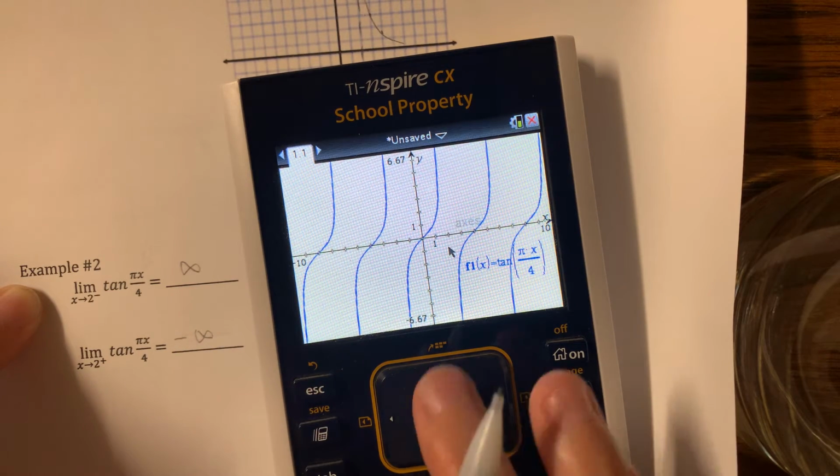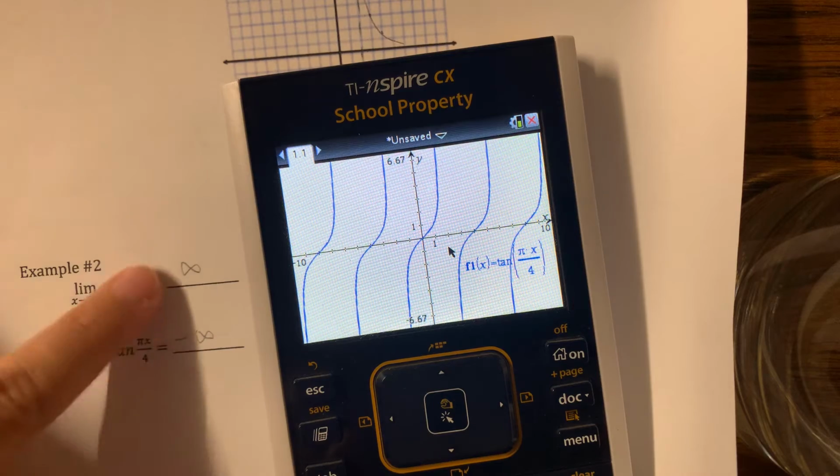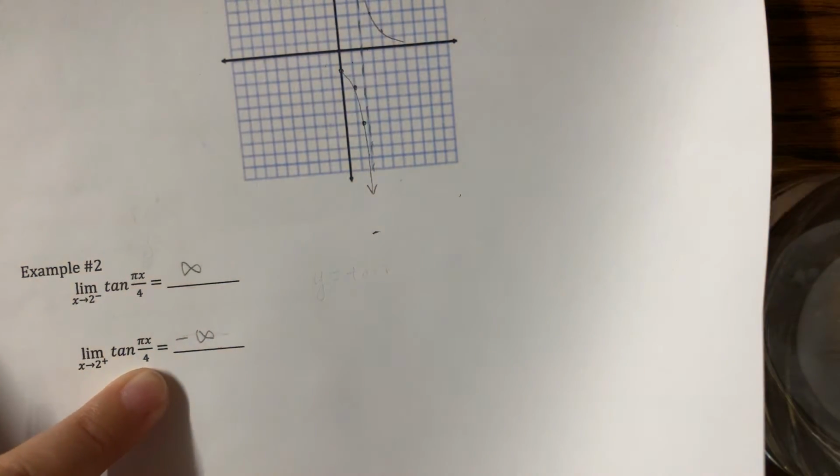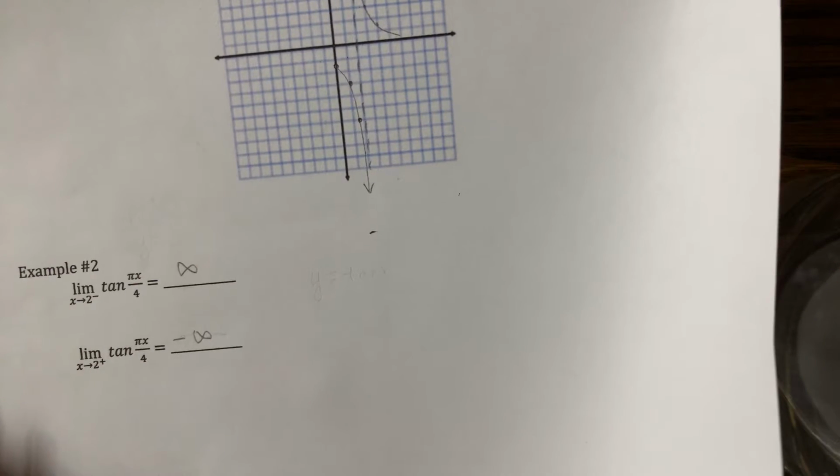Oh, I'm clicking on stuff here. Okay, so those are my answers for that, and I don't have to do anything else. So this is kind of the easy way out on this lesson. That graphing utility is really helpful.